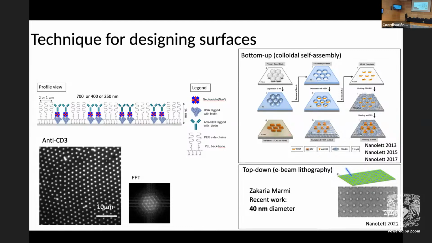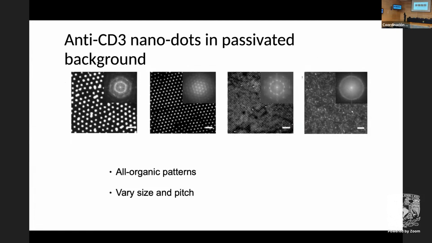I don't have time to talk about the techniques. I'm very happy to discuss afterwards if you want. We can vary the size. Now we are down to 40 nanometers. We didn't put cells on them yet, so I won't show you those patterns. And then cells, what happens?